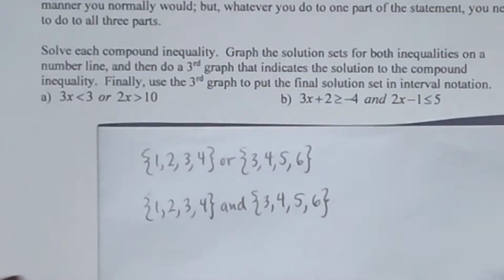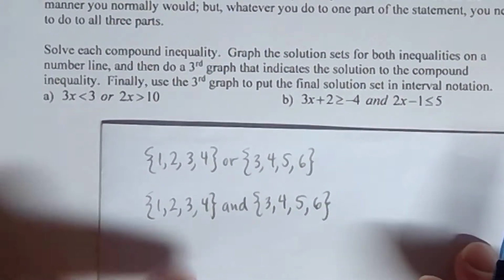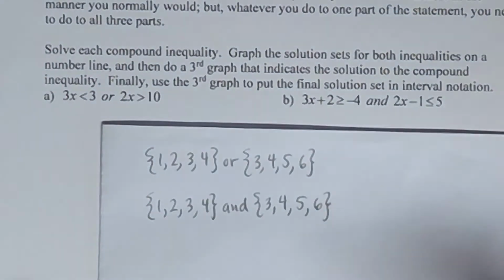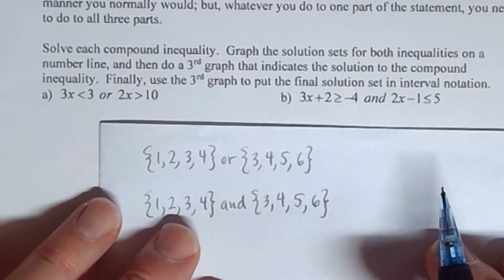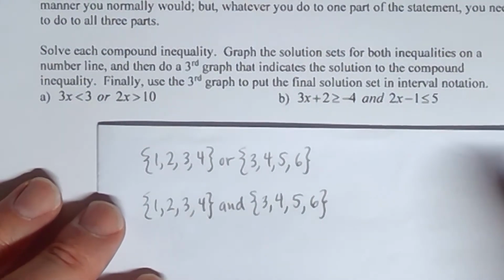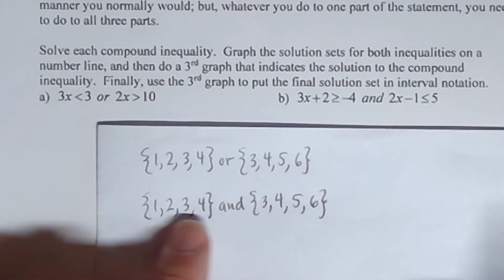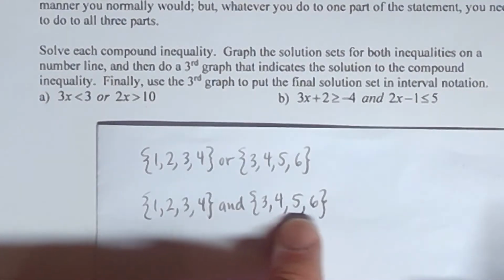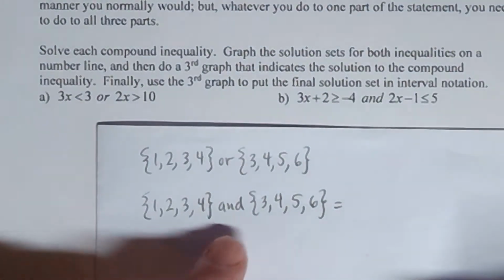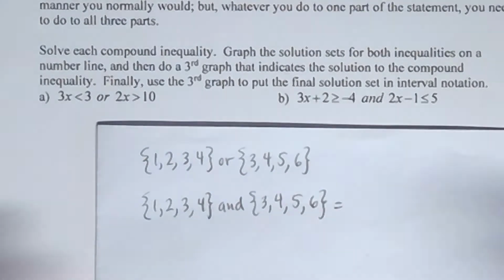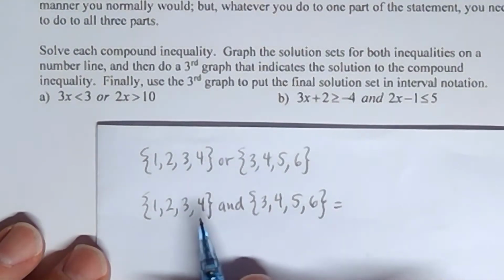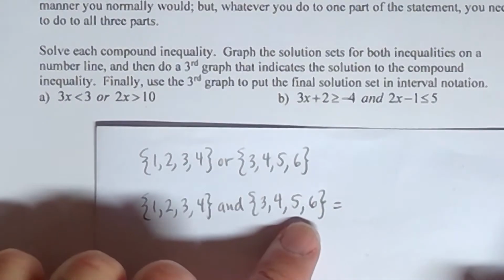To get us started here, I'm going to give you sets of numbers, because when you solve an inequality, that's like a set of numbers as well. This is a much simpler set of numbers, so it's easier to start off with. See how I got a set of numbers, 1, 2, 3, and 4, and then 3, 4, 5, and 6. If I take two sets of numbers and put the word and in between it, that is equal to only the numbers that are in both of the sets.